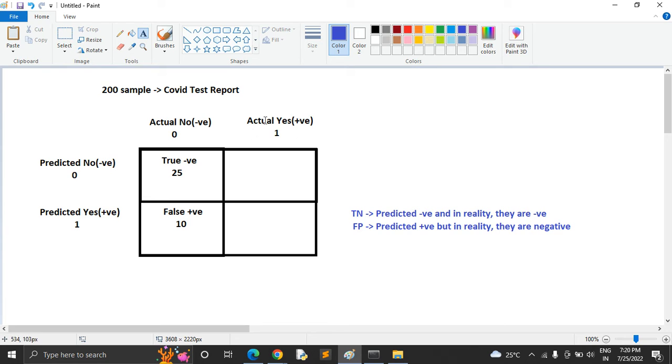Let's talk about this actual yes. Right. So when it comes to actual yes, it simply means that these people definitely have COVID.